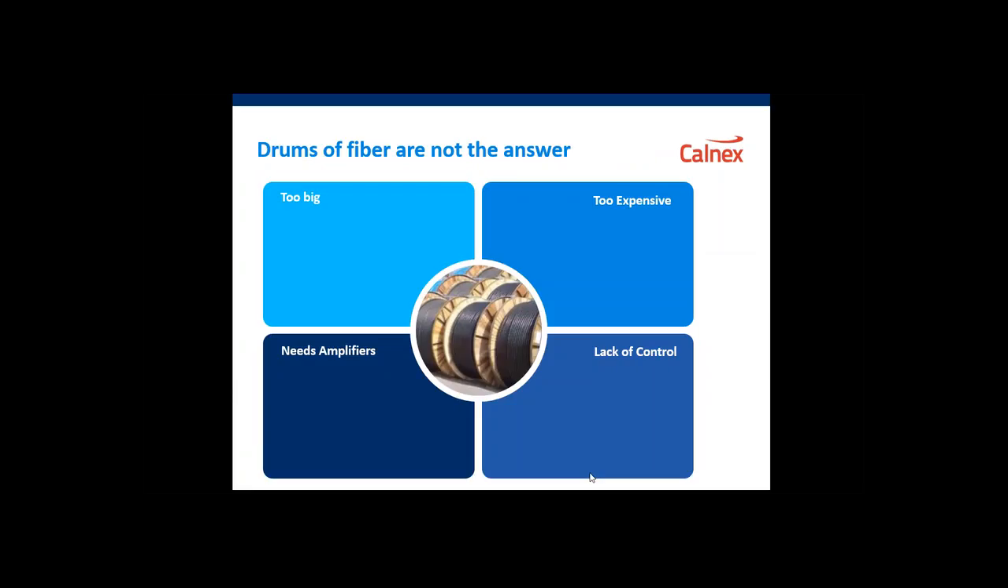However, this has a big challenge. Using drums of fiber has a number of significant challenges. Obviously, they are big, large and heavy. For a millisecond of delay, you need 200 kilometers of fiber.